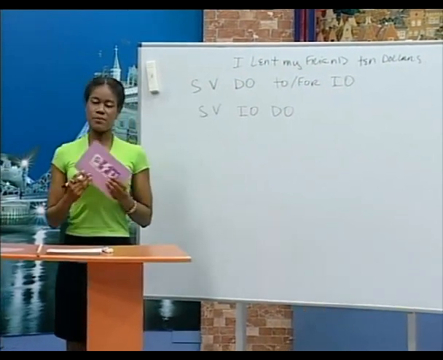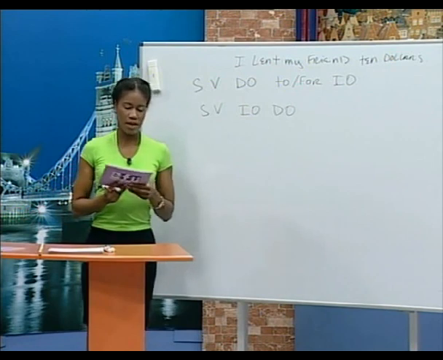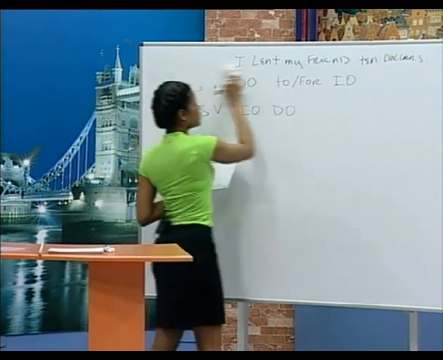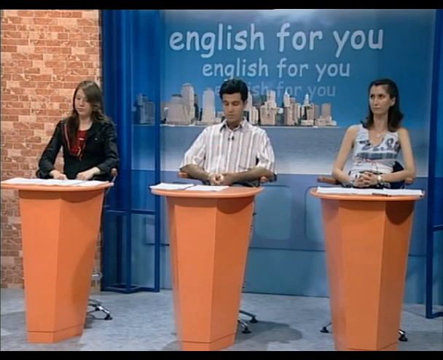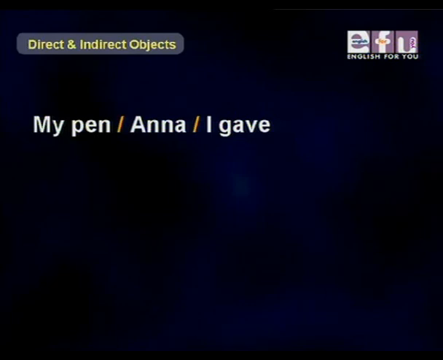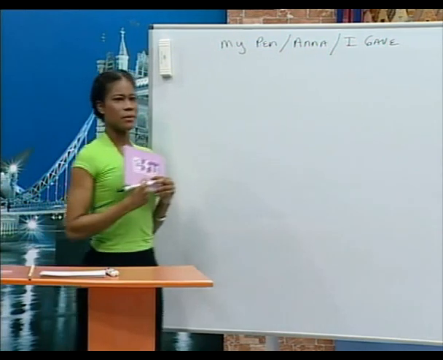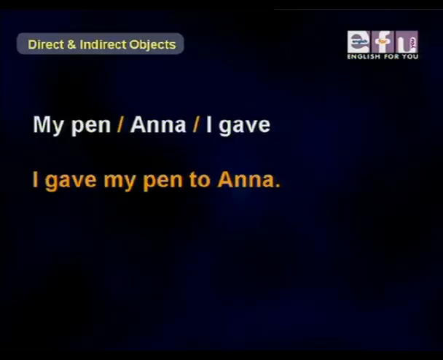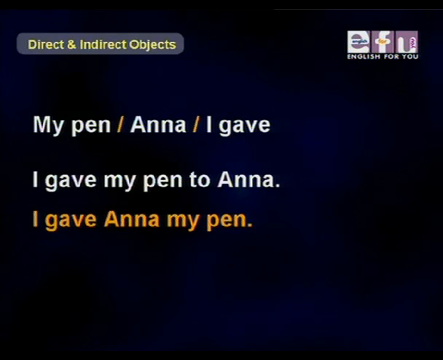Now that we understand direct objects and indirect objects, let's practice. I will give you the words, and you make the sentences in two ways. Okay, let's see. I give you my pen and Anna, I gave. Alberto, can you do this one? I gave my pen to Anna. Good. I gave Anna my pen.